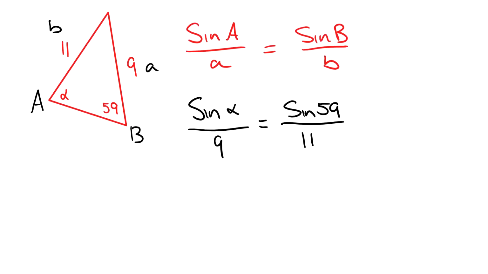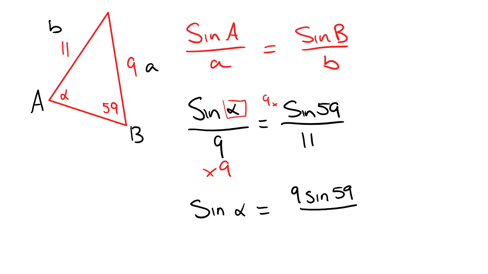Now, again, we want that alpha here to be our subject. So what we're going to do first is multiply this 9 up here. The way I've written it may look confusing, so I'm going to write it out the front here. It's a little bit different to what we normally do, but you'll see in a moment why. So we get sine alpha equals 9 sine 59 over 11.